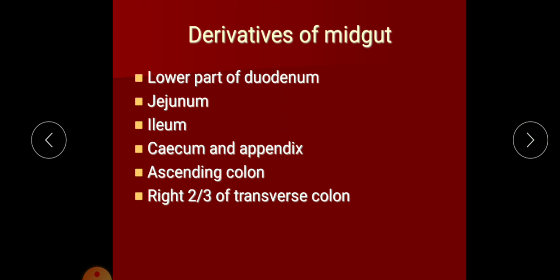So what are the derivatives of midgut? It's very easy. The lower part of the duodenum, to be more precise, the part of the duodenum below the opening of the common bile duct, then jejunum, ileum, cecum, appendix, ascending colon, and right two-third of transverse colon. That much region is derived from midgut.